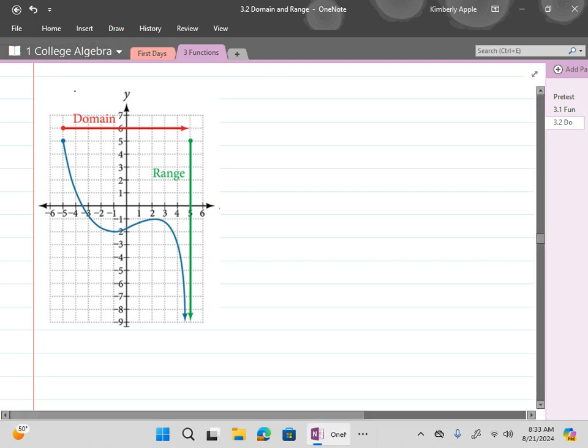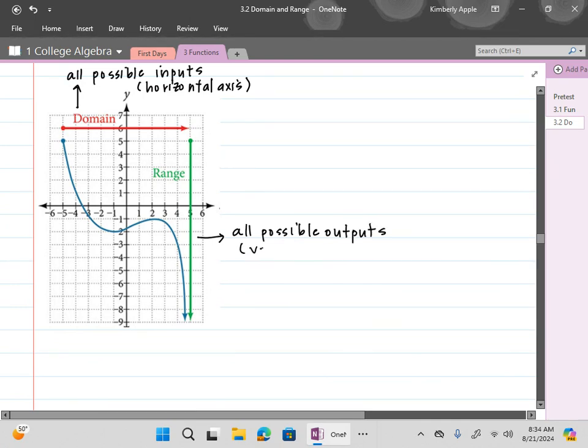So that being said, let's define some things. The domain is all possible inputs, and we find this on the horizontal axis. Basically everywhere the graph touches horizontally, right? But you're only looking, see how I've reduced it to a number line? And the range, if you recall, is all possible outputs. And this is found on the vertical axis.